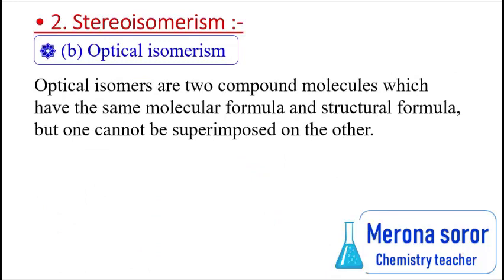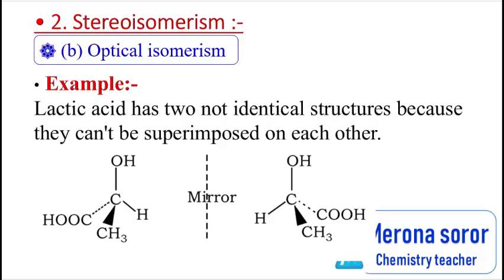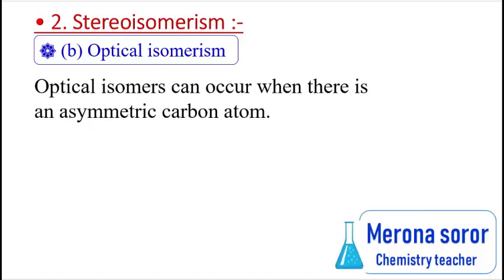Optical isomerism. Optical isomers are two compounds which have the same molecular formula and structural formula, but one can't be superimposed on the other. Example, lactic acid has two non-identical structures because they can't be superimposed on each other. Optical isomerism can occur when there is an asymmetric carbon atom.